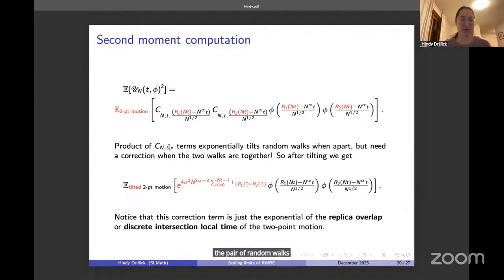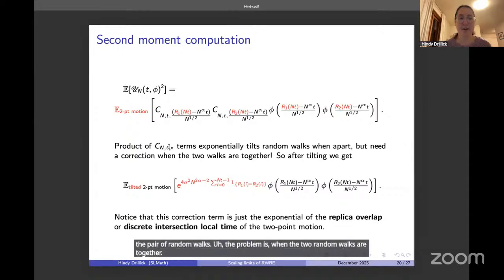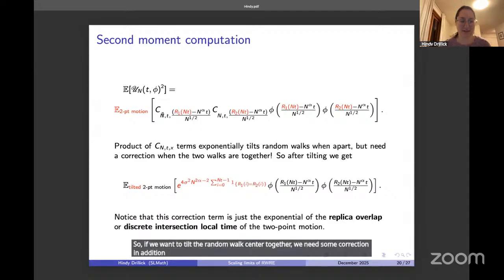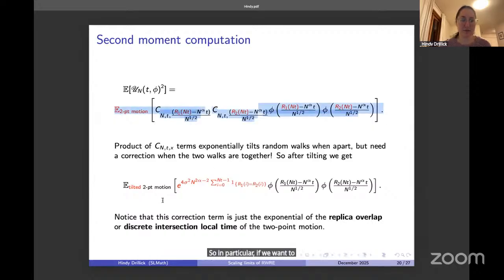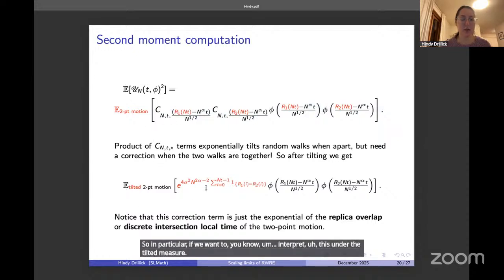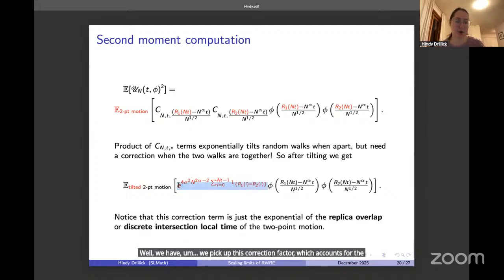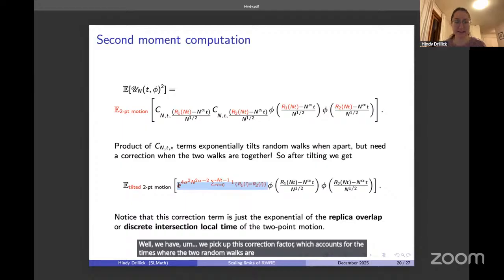The problem is when the two random walks are together, they're no longer independent because of the stickiness. So if we want to tilt the random walks when they're together, we need some correction in addition to the product of the C and Tx's. So in particular, if we want to interpret this under the tilted measure, we pick up this correction factor, which accounts for the times where the two random walks are intersecting.